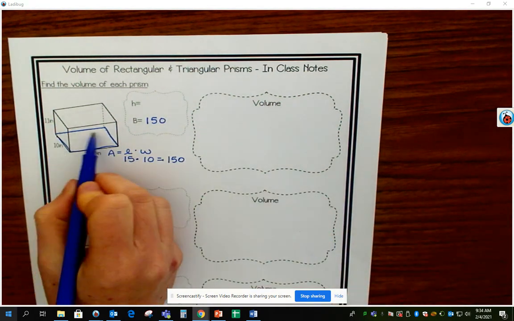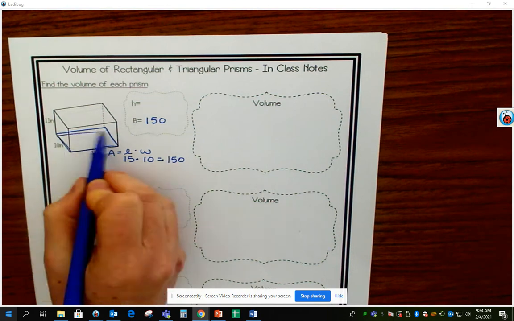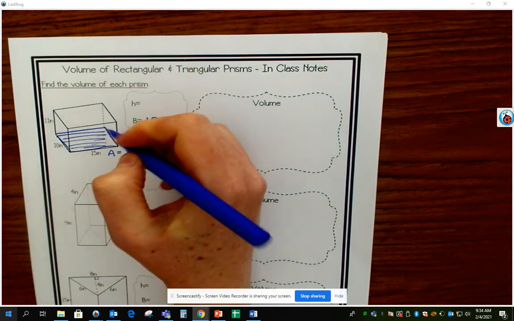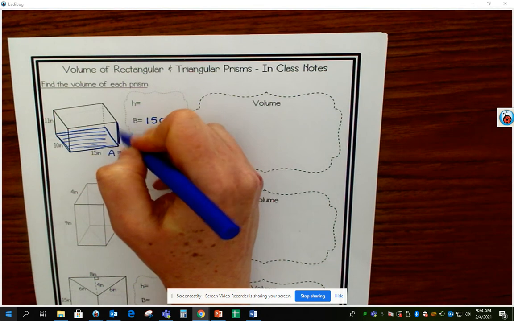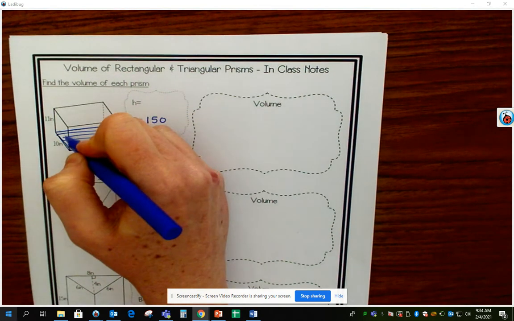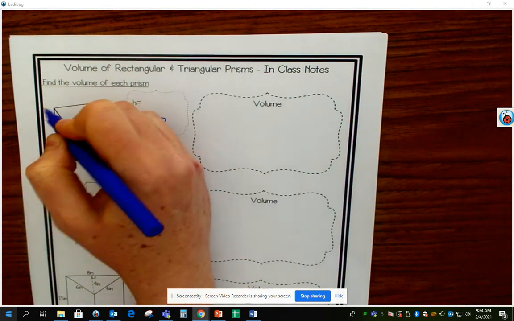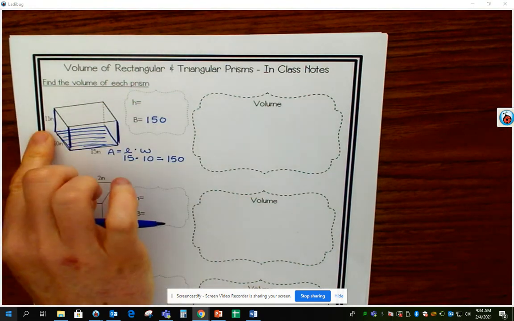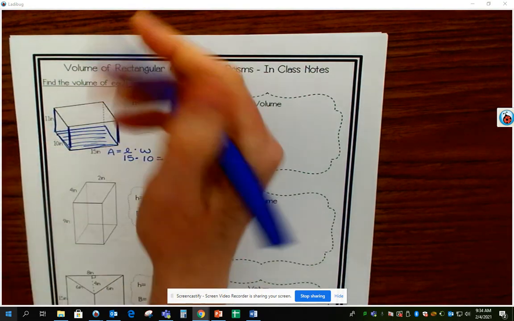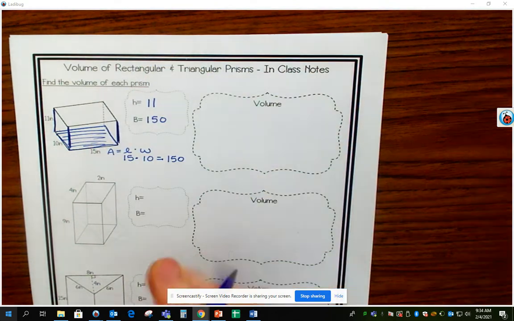And then from this shaded base area, I want to go perpendicular. So this here is the height. And if I look around, this is also the height. This is also the height, and this one is labeled 11 inches. So my height is 11.